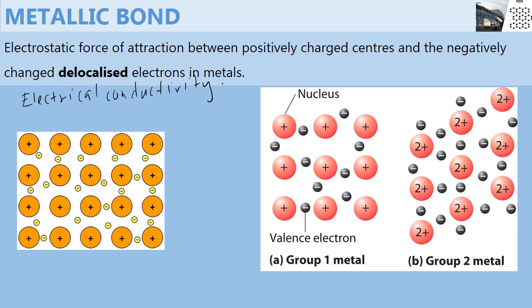So, for group 2 metals, they would be better conductors of electricity because they have more delocalized electrons compared to group 1 elements. So, specifically, you could say magnesium is a better conductor of electricity than sodium because magnesium has two delocalized electrons while sodium has only one delocalized electron per atom.